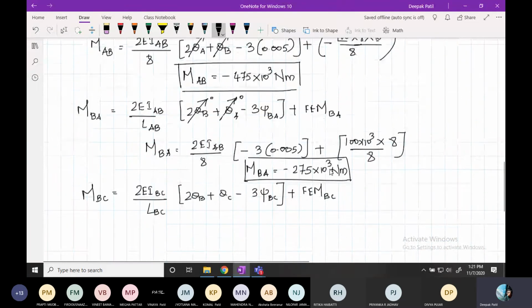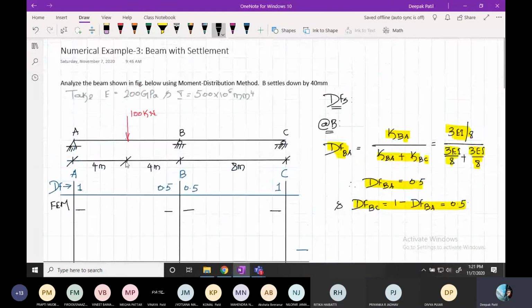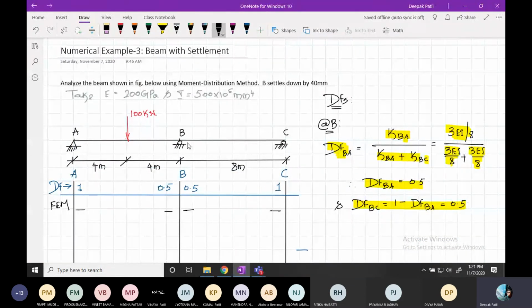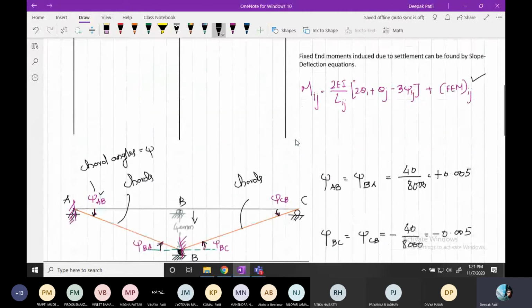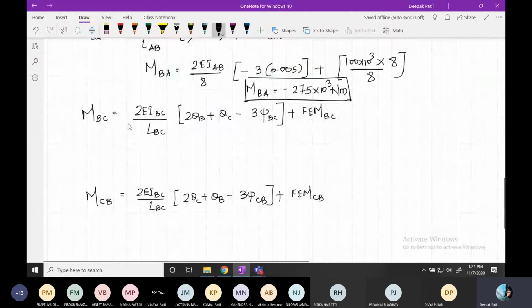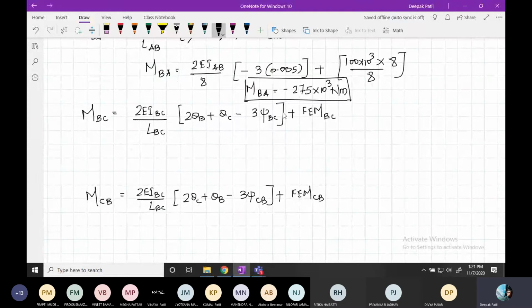Now I will come to span BC. So span AB is over. I have calculated MAB and MBA. Now I will come to span BC. Similarly I have to calculate MBC and MCB. That formula I have written, you can substitute the things easily. So Xi BC will be now minus 0.005, and this will also be 0, this will also be 0.